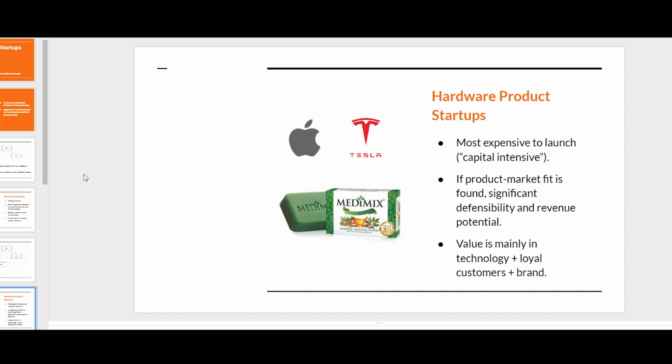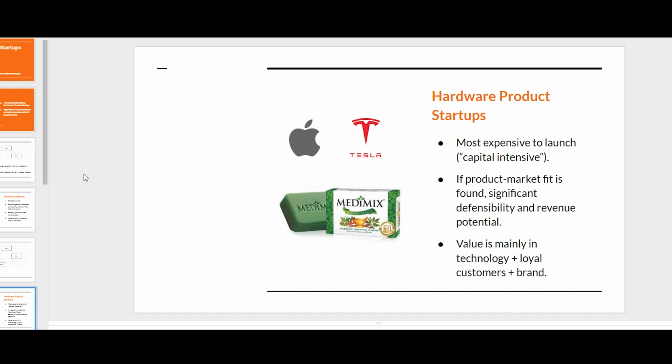The word defensibility means that the product has long-term value and will be on the market for a lot longer than just a service, because it is not easy for a competitor to come and build the same product and claim that they are a Medimix, because they're not. Medimix has already built a brand and they have some proprietary technology behind them.